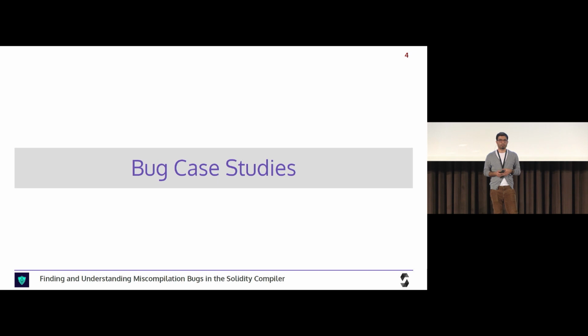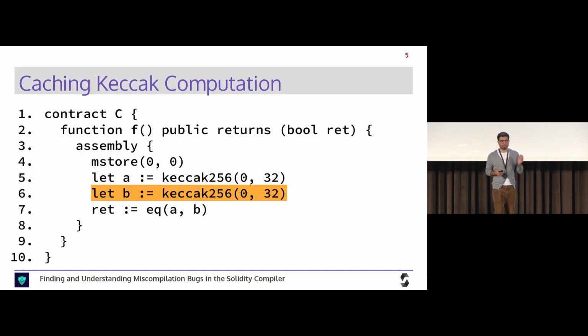So I'm going to be talking a little bit about the kind of bugs that we found. Two examples. I hope I can get through them. If not, I can skip to the results later on. But let's get started. Hari already mentioned this Keccak computation bug.